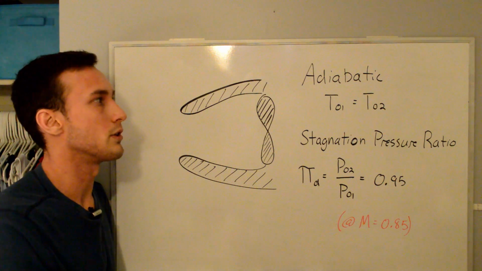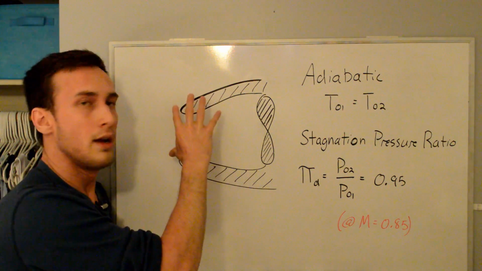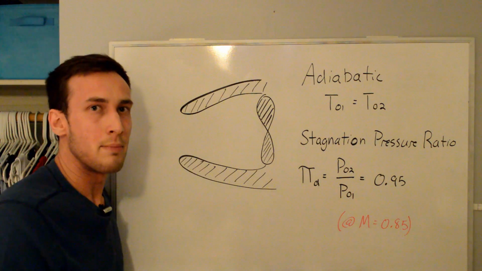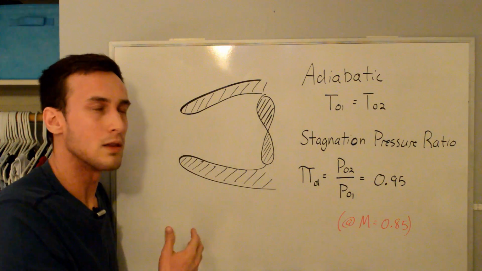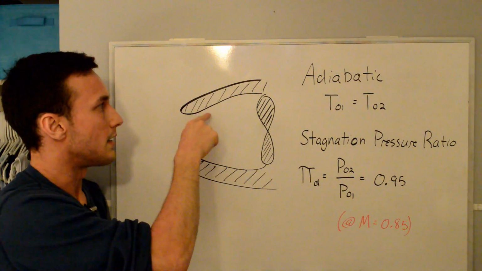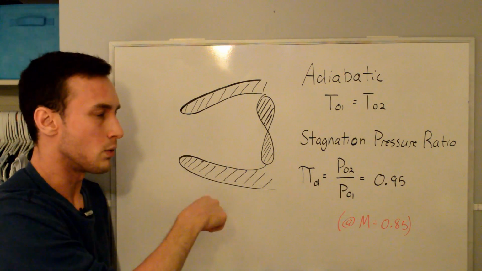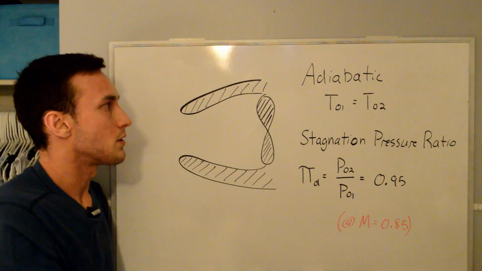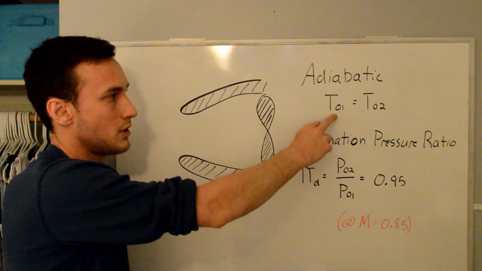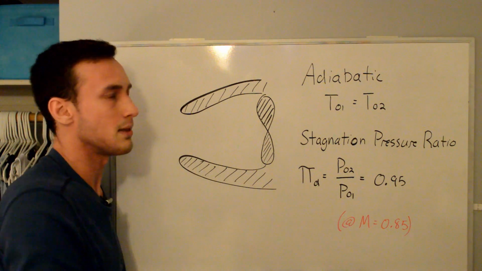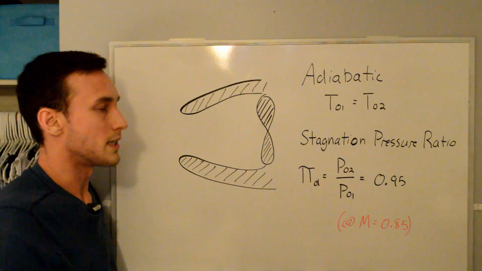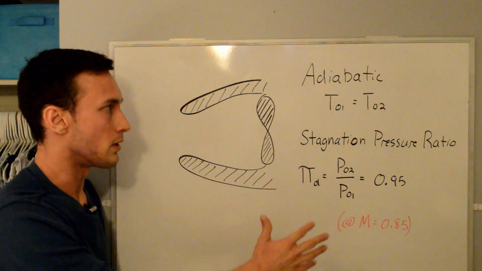The first one is that we're assuming that the entire diffuser or inlet is adiabatic, meaning that there's no heat loss through the walls here, through the duct walls or the nacelle walls. And so this means that we can set the stagnation temperature at the inlet equal to the stagnation temperature at the outlet, which helps, as you'll see on the next whiteboard here.